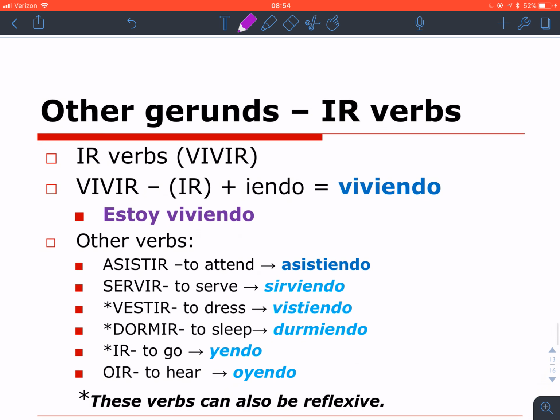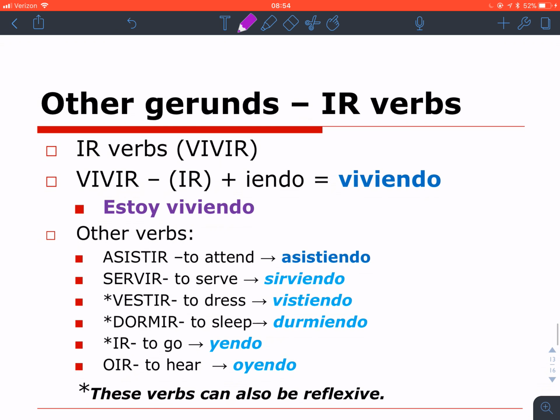Let's look at some of the IR verbs. We have vivir, and vivir would go to viviendo. Asistir also goes to asistiendo. But then, right down here, we see that there are some irregularities when it comes to servir, vestir, dormir, ir, and oír. Here's a stem change, sirviendo.